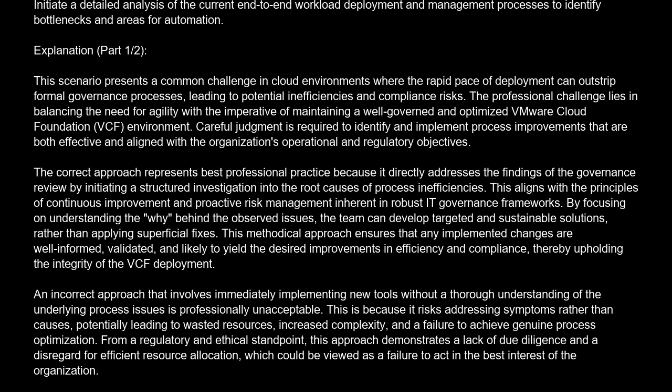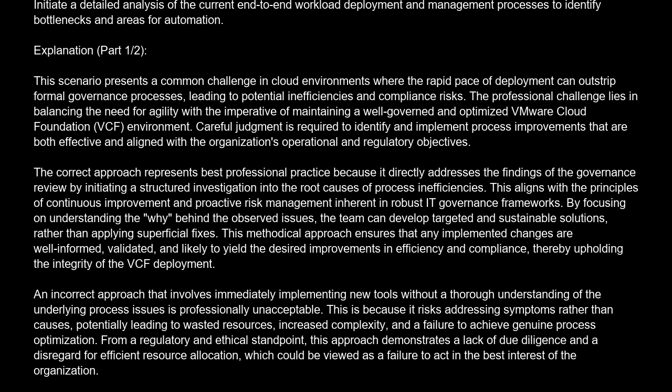The correct approach represents best professional practice because it directly addresses the findings of the governance review by initiating a structured investigation into the root causes of process inefficiencies. This aligns with the principles of continuous improvement and proactive risk management inherent in robust IT governance frameworks. By focusing on understanding the why behind the observed issues, the team can develop targeted and sustainable solutions, rather than applying superficial fixes. This methodical approach ensures that any implemented changes are well-informed, validated, and likely to yield the desired improvements in efficiency and compliance, thereby upholding the integrity of the VCF deployment.